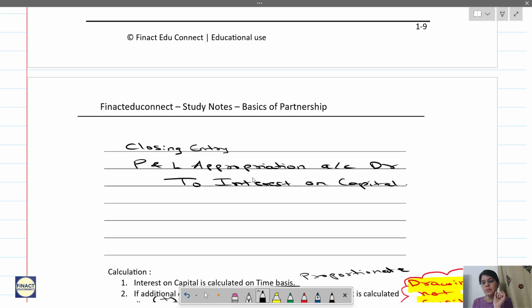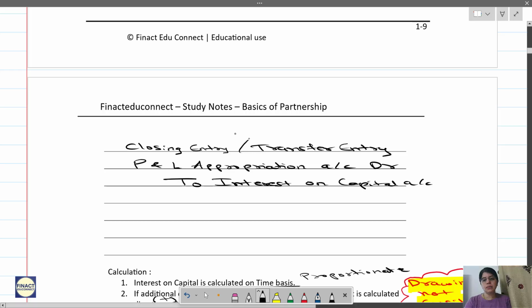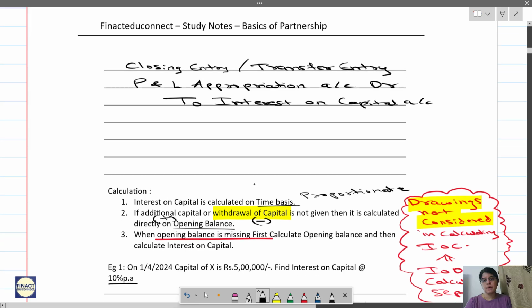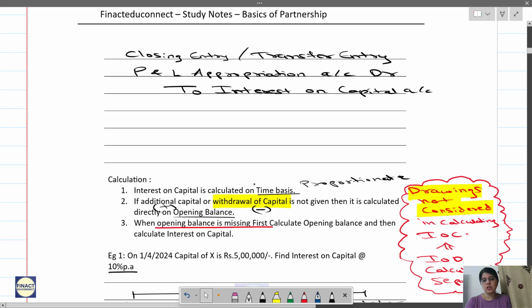Now sometimes they may also call it a transfer entry. This entry is known as a transfer entry. Okay, closing entry or transfer entry. So they will ask you to calculate interest on capital, pass the adjusting entry and the transfer entry. So you should know what the entries are. Profit and loss appropriation to interest on capital.